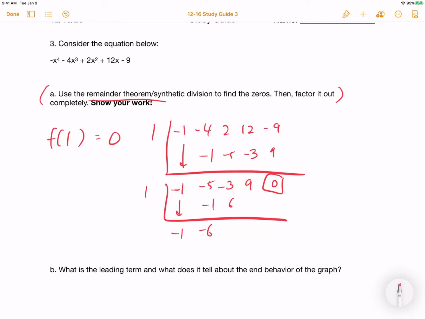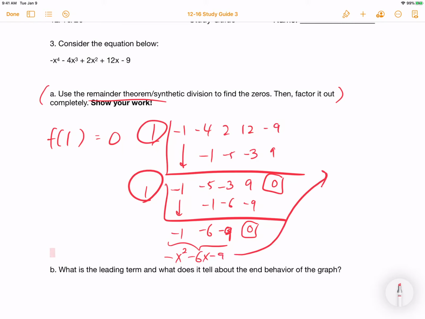Negative 6, 6, 3. Ooh, I think I made a mistake here. Negative 1, negative 6. That's negative 6, and that's negative 9. Negative 9, and that's 0. So the remainder is 0. So I get 2 x-intercepts, or actually this one distinct x-intercept with a multiplicity of 2. And I get a quadratic that says negative x squared minus 6x minus 9.